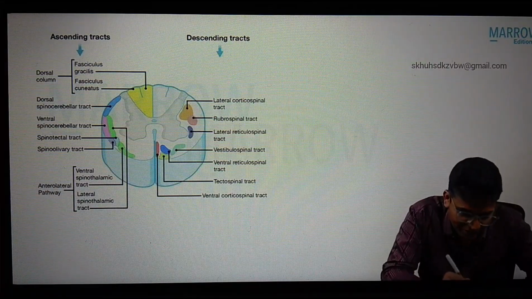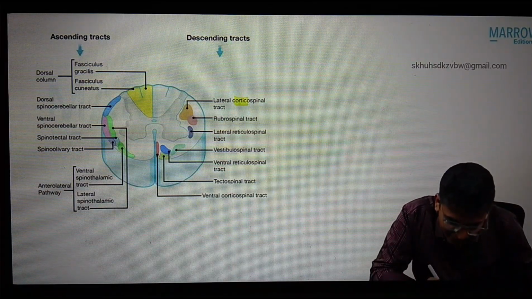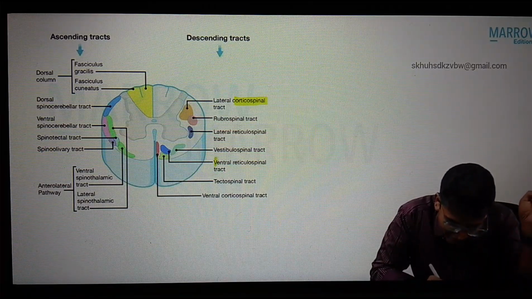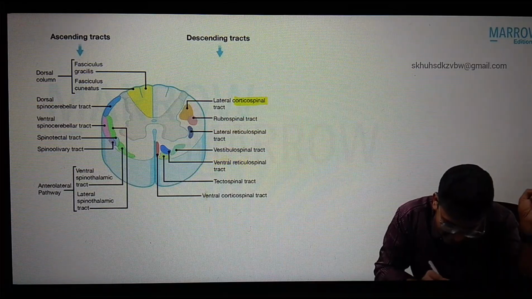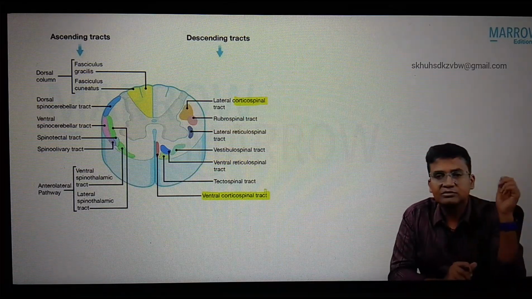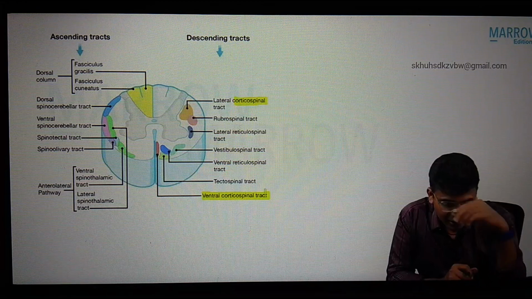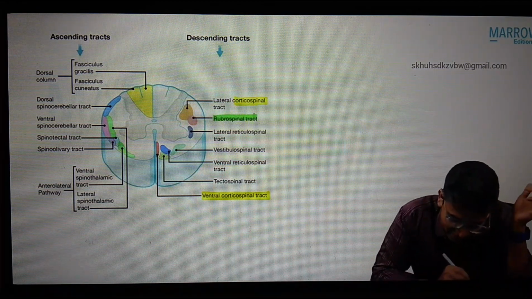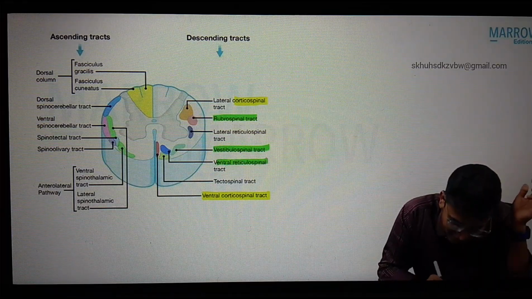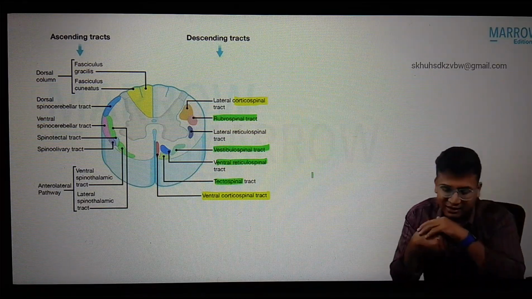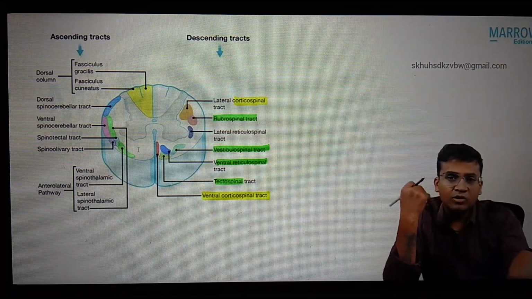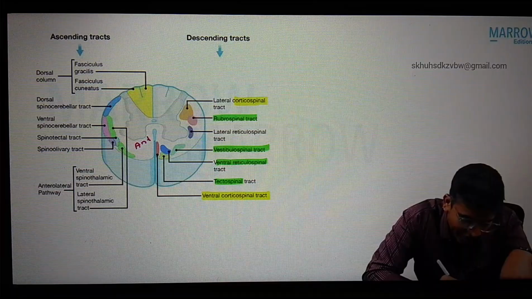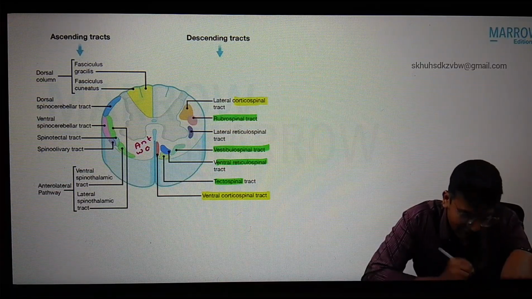Now we have the corticospinal tract. We have two, the lateral and anterior corticospinal tract. Now the extrapyramidal tracts: we have the rubrospinal tract, vestibulospinal tract, reticulospinal tract, and the tectospinal tract. See the diagram. All the extrapyramidal tracts are present in the anterior white column. This is the anterior white column.